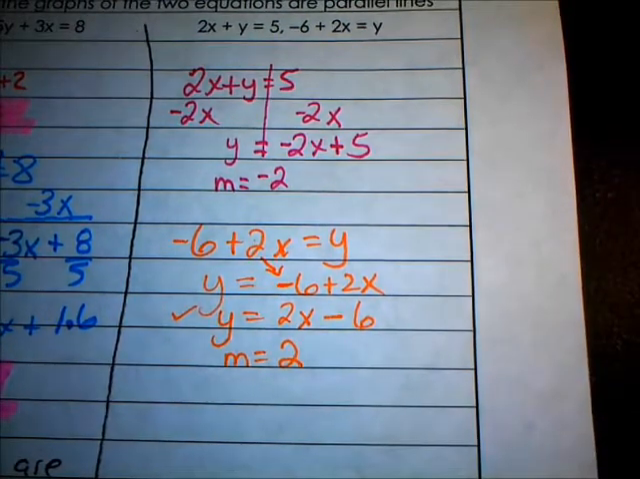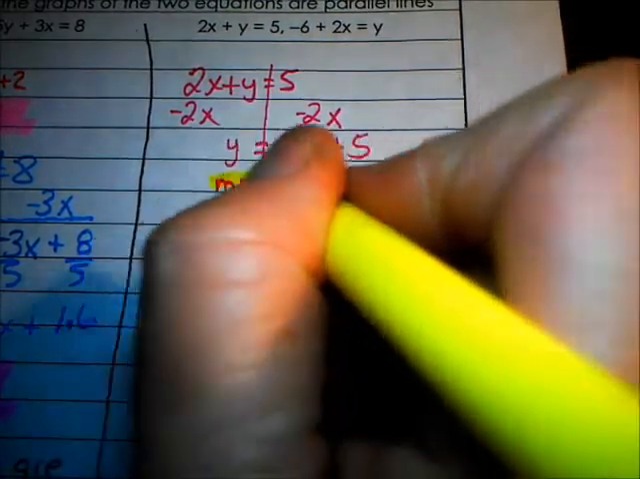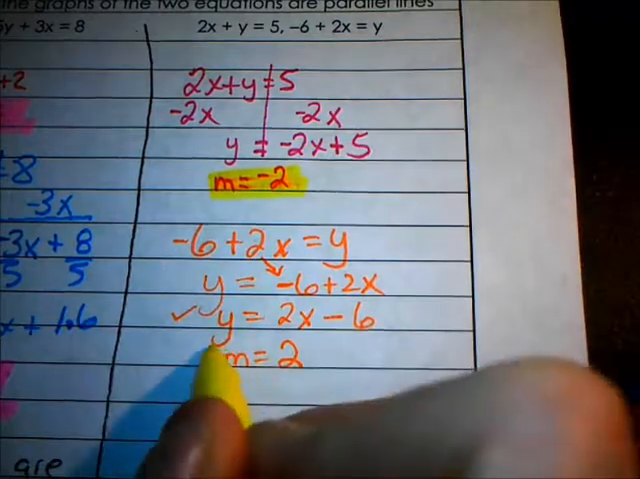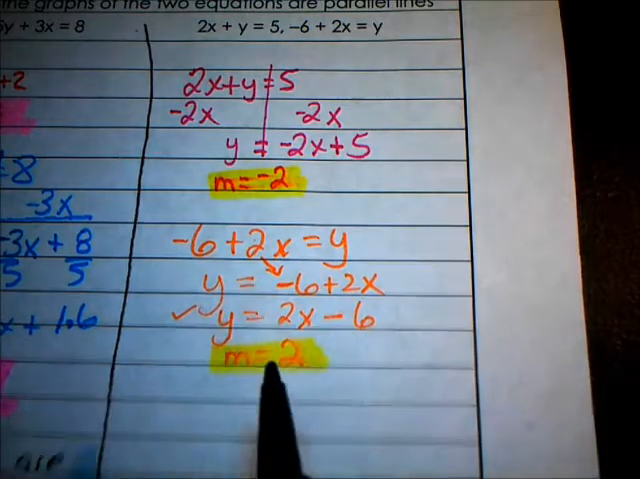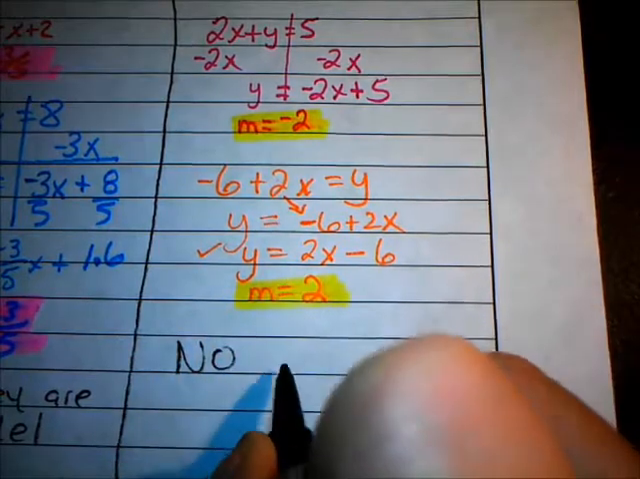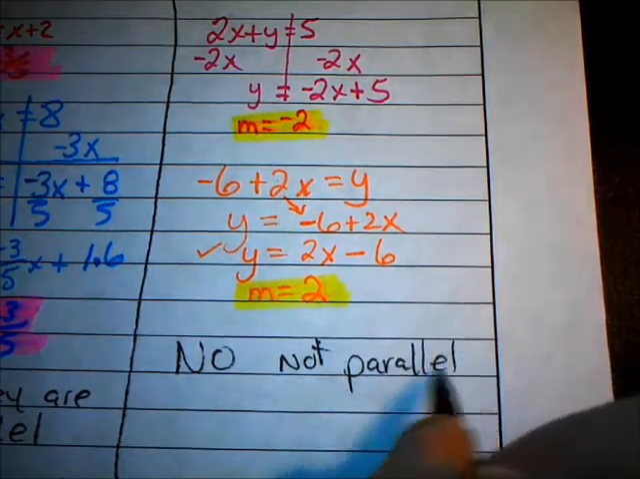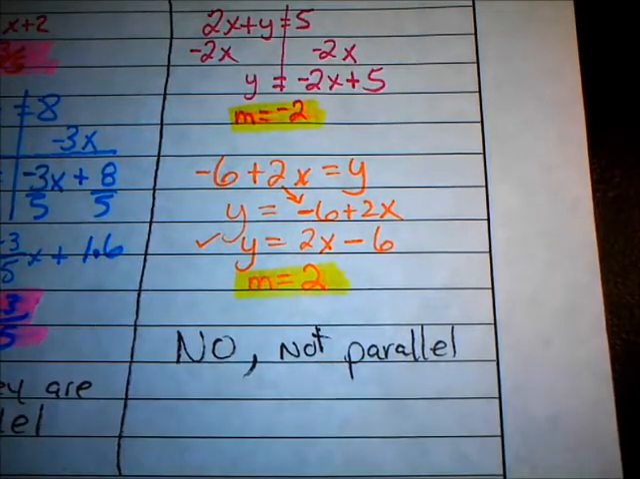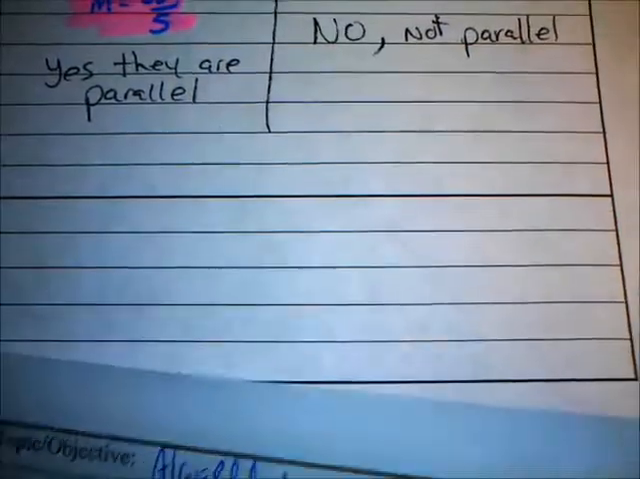Okay, so if I highlight them here, my slope of the first line is -2. The slope of the second line is +2. So are those equal? I would say no. These lines are not parallel. No. Okay, make sure you answer your summary for your essential question on how you graph using slope-intercept form.